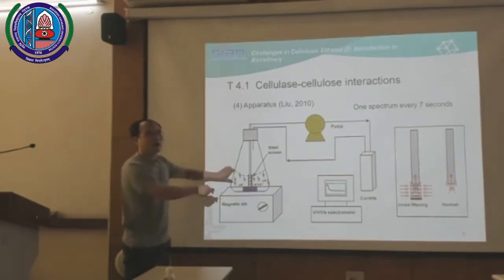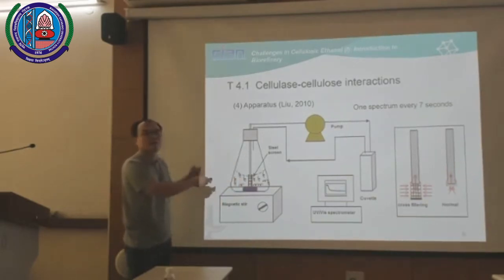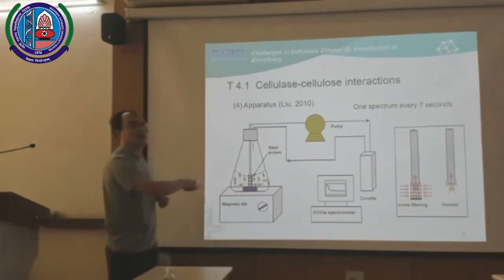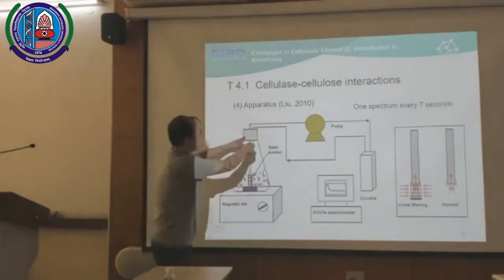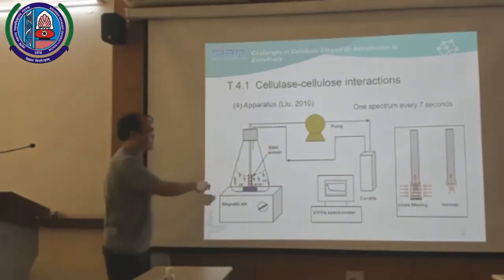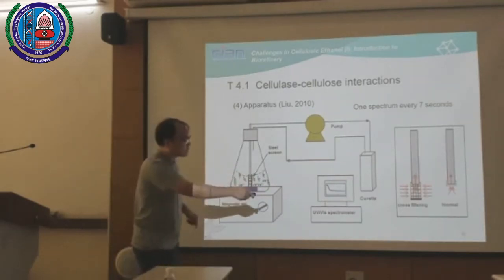Cellulose or lignocellulose biomass is deposited in the flask with cellulase, pure cellulase or its blend, and it stirs. Then I use a pump to withdraw the liquid from the flask, and I use a screen.